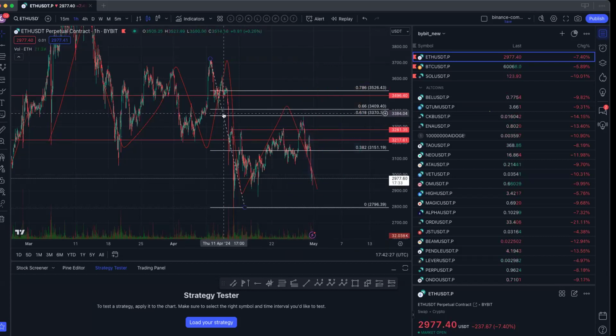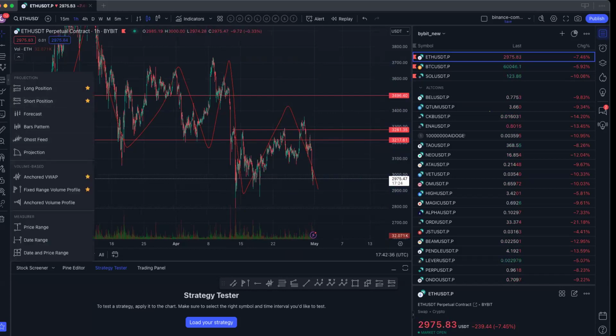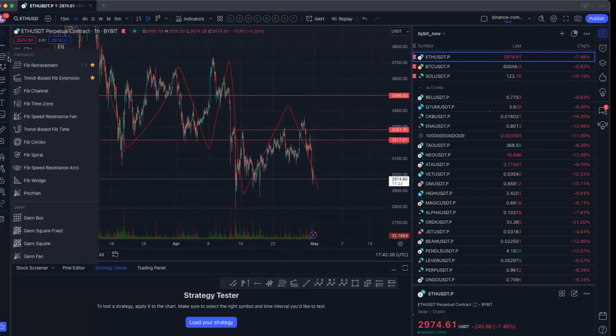Sorry, what's the name of the Fibonacci tool that you're using? What is it called here on TradingView? This is the Fibonacci retracement. Fibonacci retracement, right? Okay, thank you. Thanks a lot.